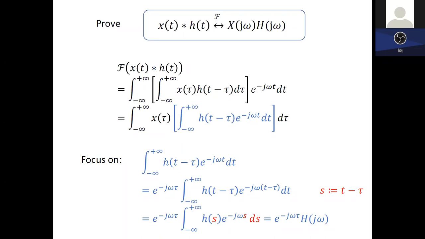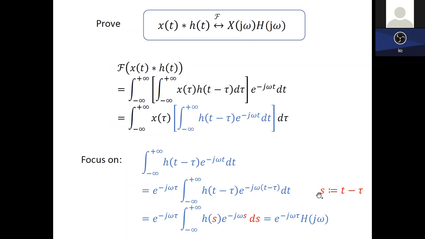Let's at this time focus on the blue part. So h of t minus tau exponential minus j omega t dt, it's an integration over t. So we can first extract an exponential minus j omega tau outside this integral, because tau is not related to the integral. But because of this coefficient, we need to make sure that the value does not change. There is an additional exponential minus j omega tau that needs to be multiplied. That's why this t becomes t minus tau. That's to balance this additional coefficient.